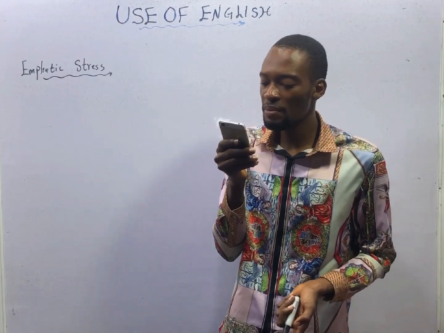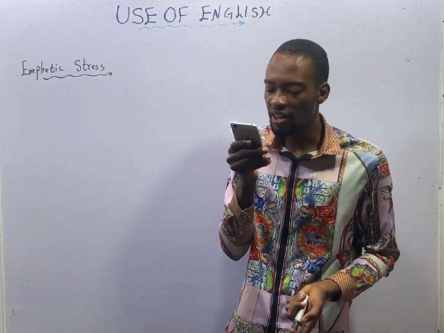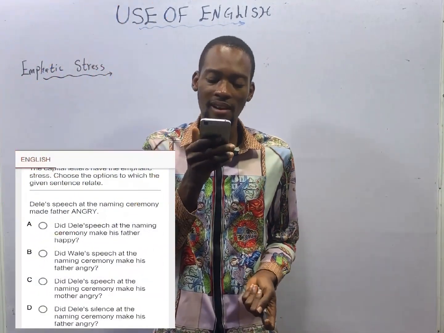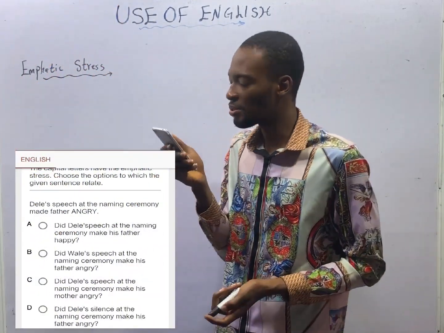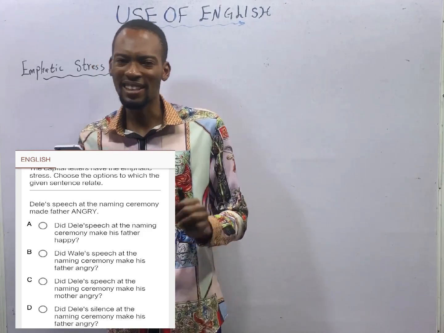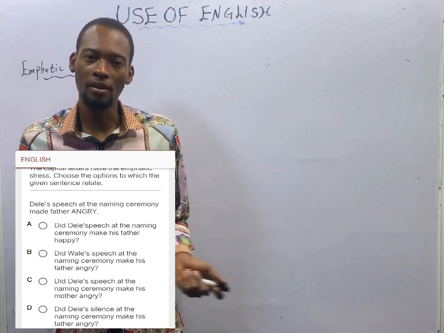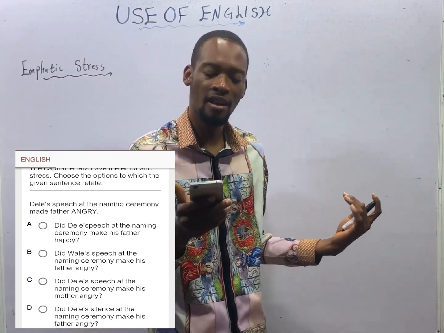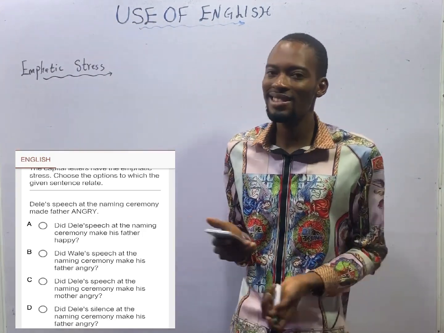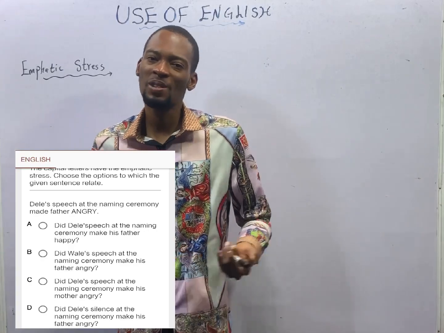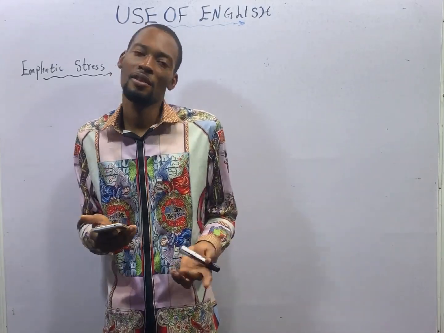Dele's speech at the naming ceremony made father angry. Angry is in option B, angry in option C, angry in option D. So the fact that the emphasized word angry is repeated in these options automatically makes them wrong. So no need to analyze any other thing. Option A is the last man standing. If option A is not correct, what will?